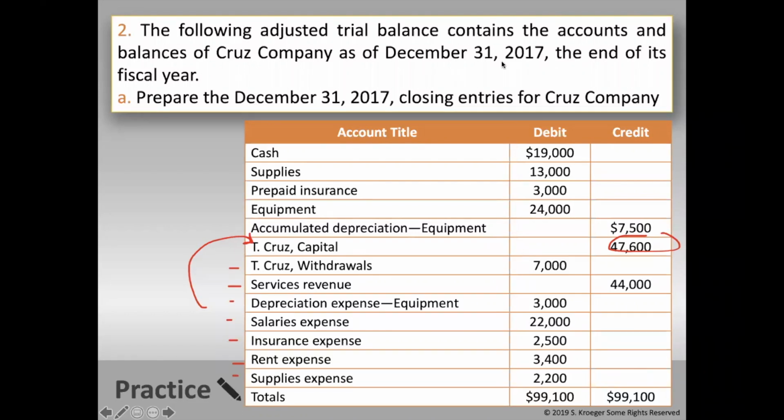The first step is to close the revenue account to income summary. As you can see, revenue has a credit balance of $44,000. To close it, you will need to debit the revenue account. If revenue gets the debit, then income summary gets the credit, and it would be for the amount of $44,000. Let's put that entry in.